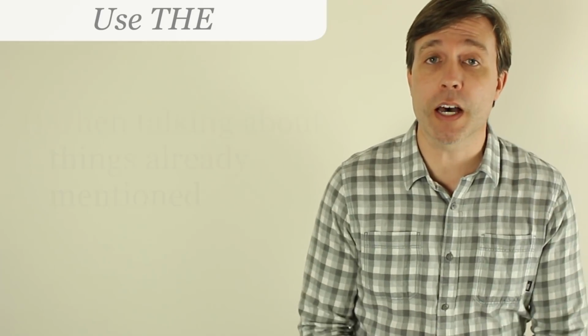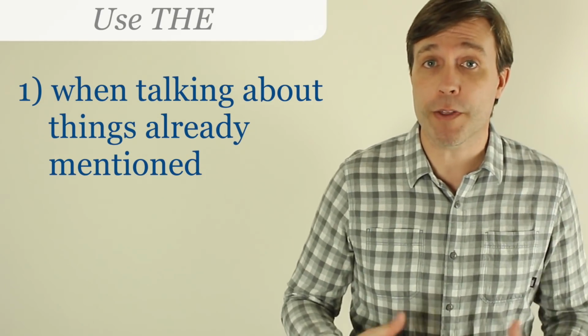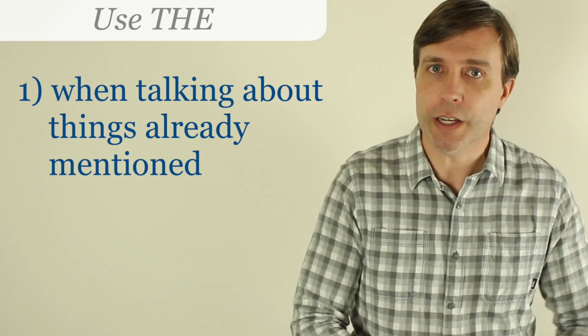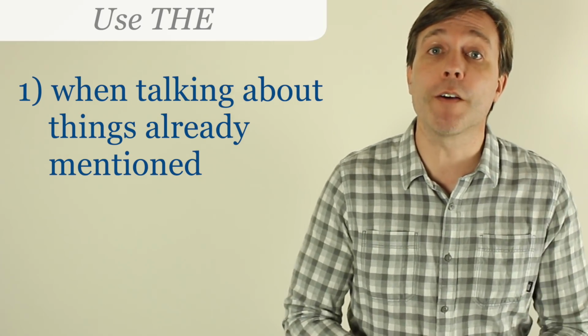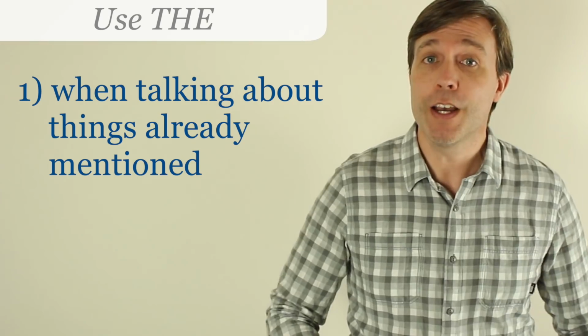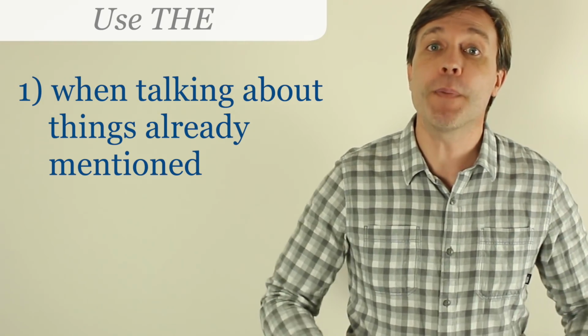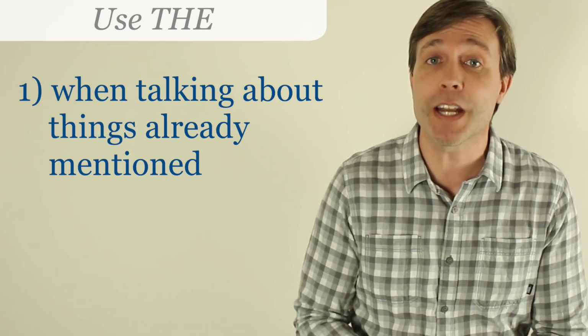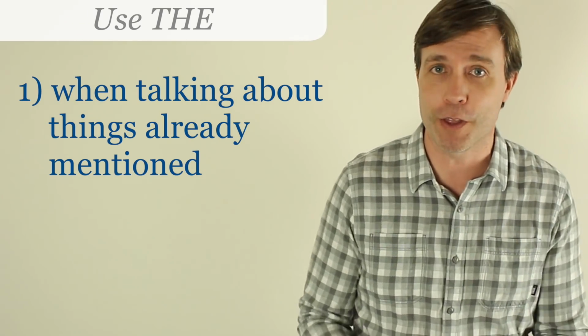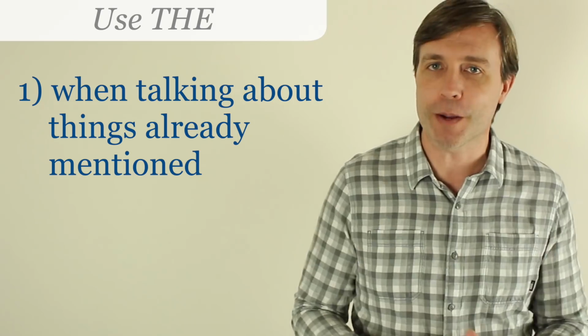So the first rule that I have for you is you are going to use the when you are talking about things that you have already mentioned. This is sometimes called the rule of first mention because the first time you mention something, you will use the indefinite article a or an, but the second time that you mention it, you will use the definite article the. Let me give you an example so you know what I'm talking about.